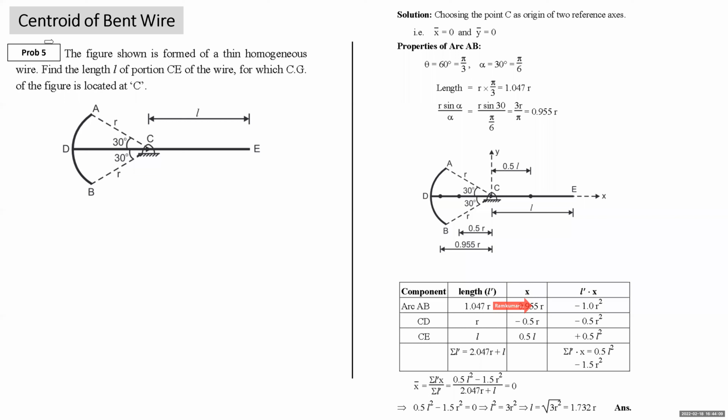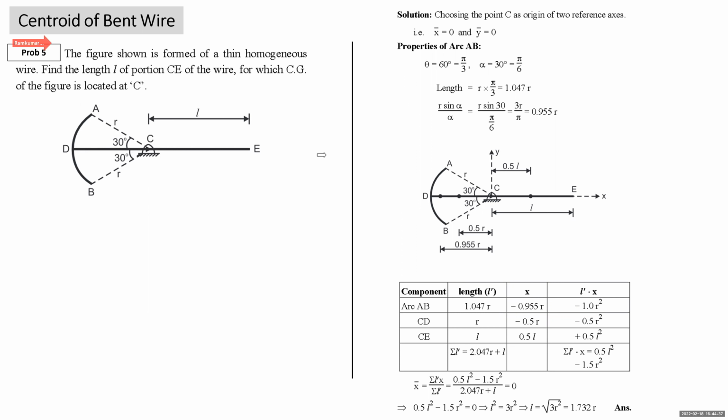Okay. Now we come to one more problem. We will be discussing it. The figure shown is formed of a thin homogeneous wire. Find the length L of the portion C of the wire for which the CG of the wire is located at C. He says that you have the composite length of the wire. This is straight length DE, which you can split into two parts, DC and CE. Then you have the arc, which is subtending angle 60 degree at the center C.